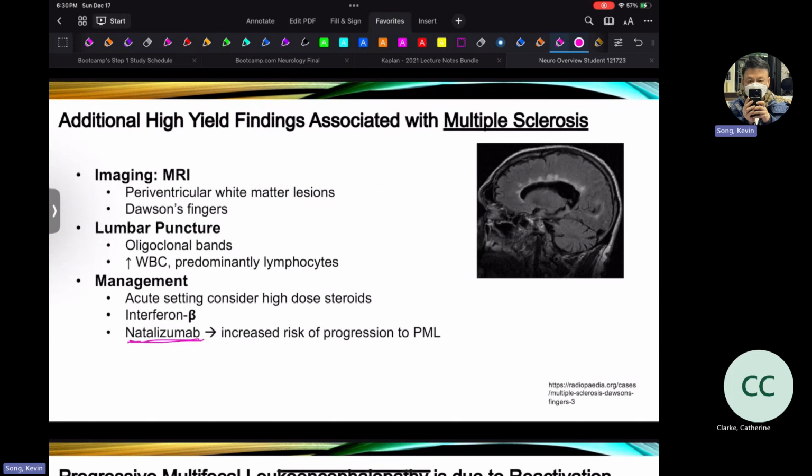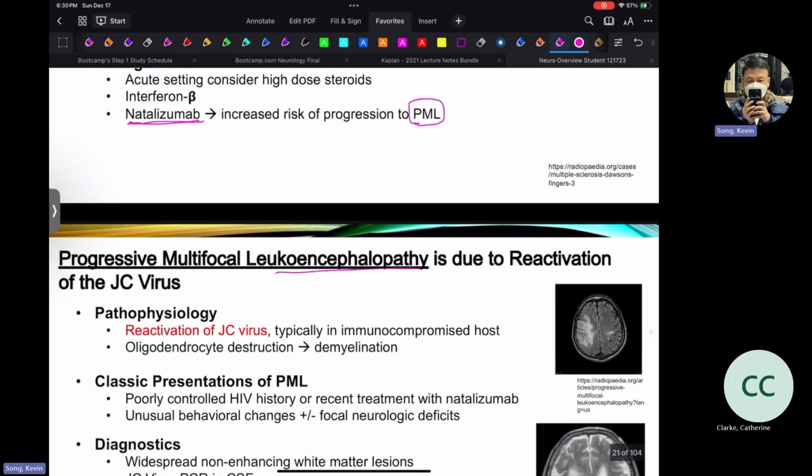The natalizumab. Okay, natalizumab is a famous monoclonal antibody that can cause PML, progressive multifocal leukoencephalopathy. PML is due to the reactivation of the JC virus. Okay, all right, very important.